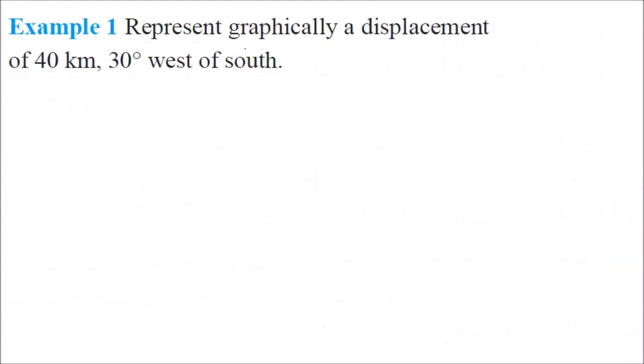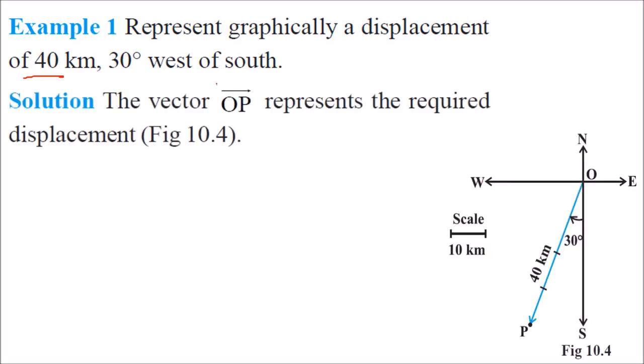Now let us see some examples. Represent graphically a displacement of 40 km, 30 degrees west of south. So let us assume this to be the vector OP from O to P. Now let us take a scale of 10 km. This is east, north, west and south. This is west of south. So we have to take south and go west of south. So this is 30 degrees.